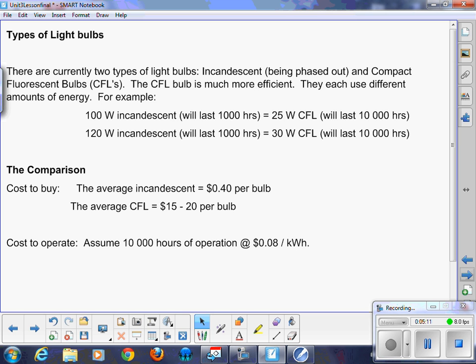So let's talk about light bulbs for a second. There are currently 2 light bulbs out there. There's incandescent. The incandescent ones have this shape to them. And they are phasing them out. We're no longer going to have those eventually. I forget what the target date is, 2016 maybe.